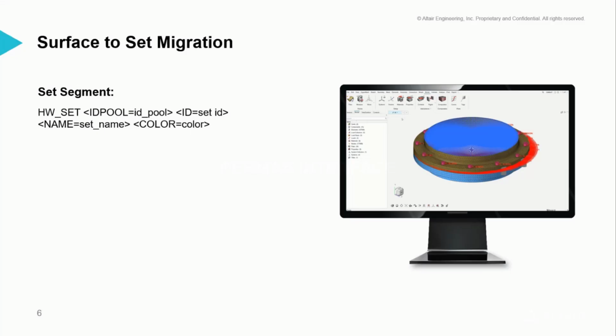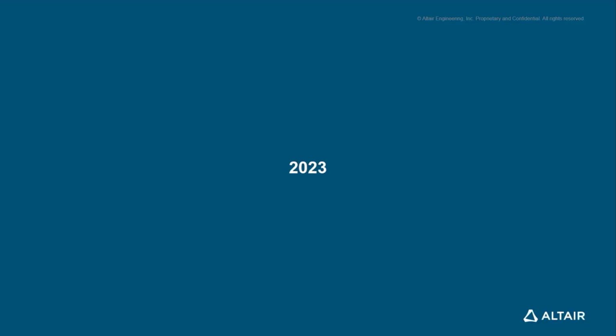With the PERMAS interface, we've been pushing for consistency across interfaces, and one of the steps is moving the contact surfaces to set migration, like we have done for the other interfaces like Abaqus, OptiStruct, and Nastran. So in the PERMAS interface, we have moved the contact surfaces to set segment and have the relevant HM comment for the set segment. I will skip the recording for the 2022.3 PERMAS interface.